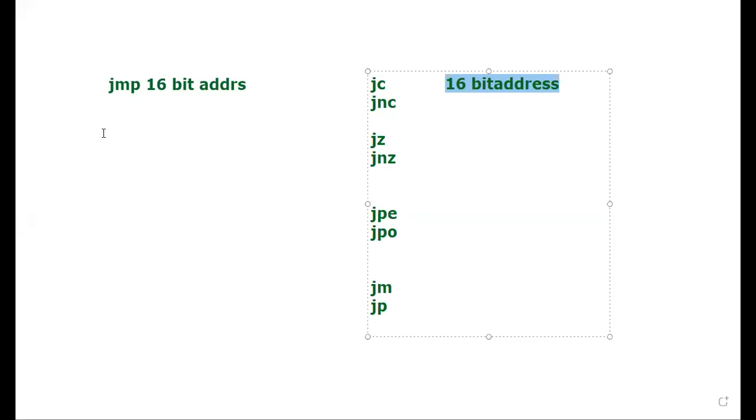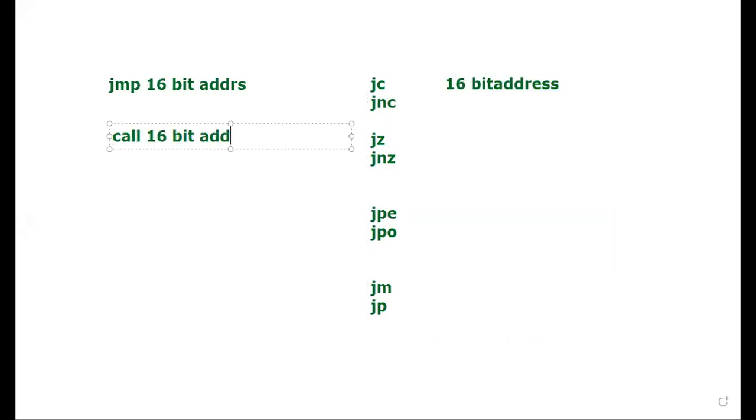Same thing with the call. Call is used for the subroutine. So call 16-bit address, and instead of J, if you write C, it will be call, right? Call if carry, call if no carry. Then you have the return instruction. The control will be transferred back to the main program after the execution of the subroutine. And here, instead of JC and JNC, you can write return if carry. No 16-bit address is required. Return if no carry, return if 0, return if not 0, and so on. So these are your branching instructions.